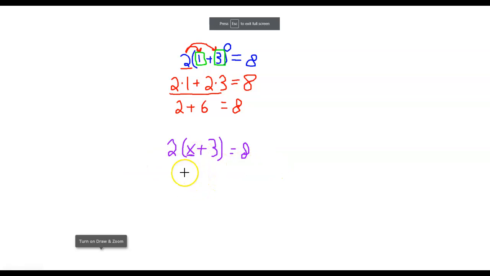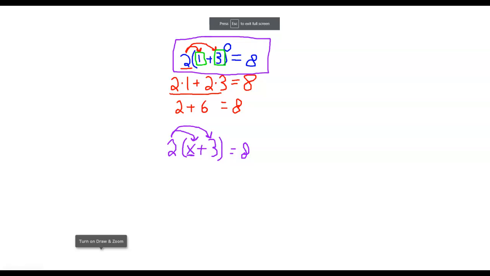So, if we think x is equal to 1, let's show using algebra that x is actually equal to 1. So to do that, I'm going to use the distributive property, and I'm going to do exactly what I did up here. So I'm going to do 2 multiplied by x, and 2 multiplied by 3.